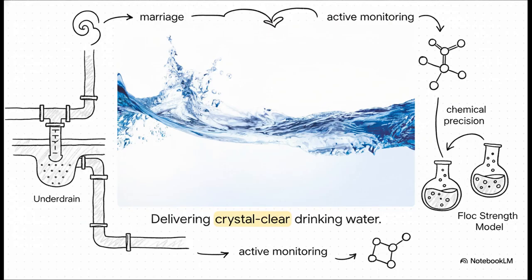We achieve this result because of a perfect, seamless marriage of engineering and science. It takes the physical perfection of high-performance underdrains distributing water uniformly, combined with the chemical precision of the flock strength model, actively monitoring the health of the filter media. Together, those two things absolutely guarantee this pristine end result.